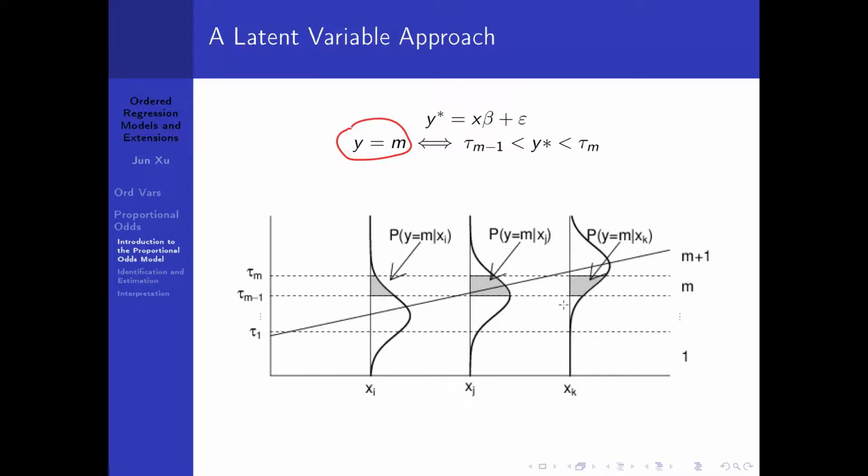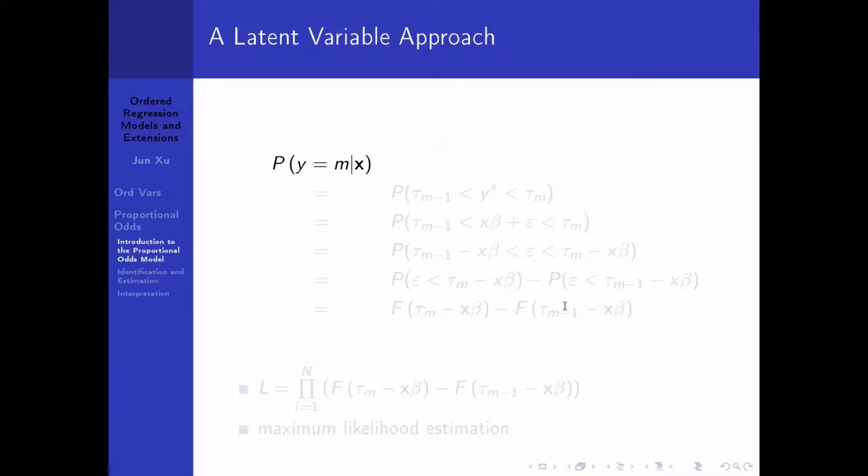Okay, if this appears kind of daunting, let's move on to textual derivation. So what we want to know in this case is the probability of y equal to m given x, right? So m is any response level of this ordinal measure. And people want to know, why do we want to know the probability of y equal to m?